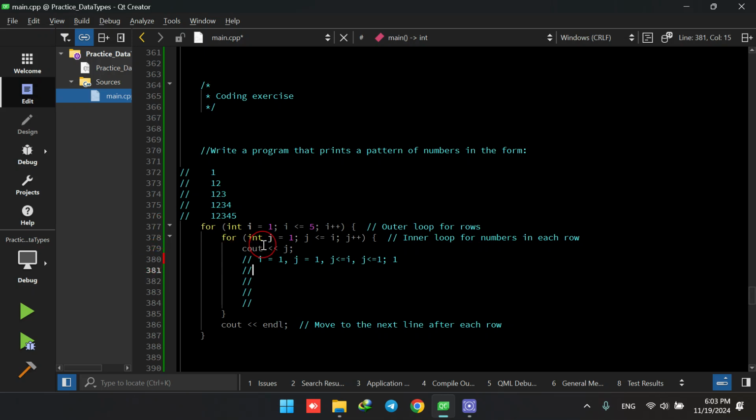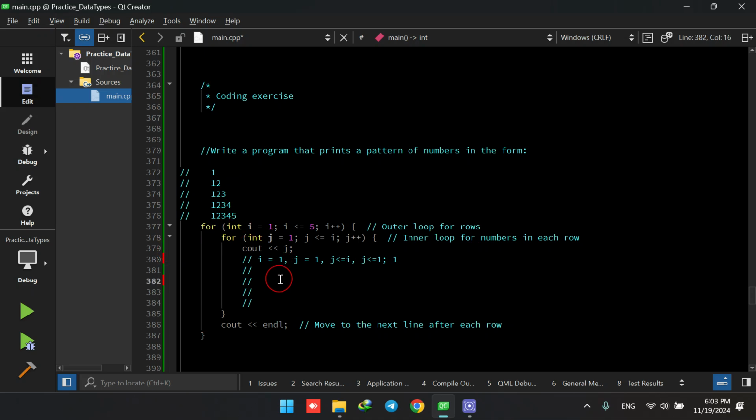It prints the value of 1 like this because we are using cout j. Then the inner loop is finished. It goes here, it goes to the next line. This is where the first one is printed, and then it goes to the next line.